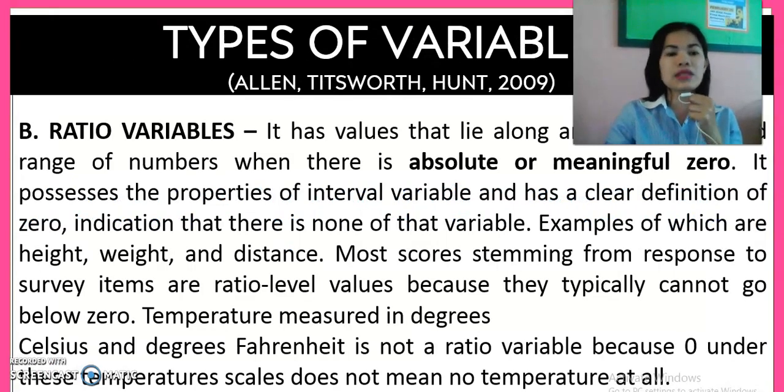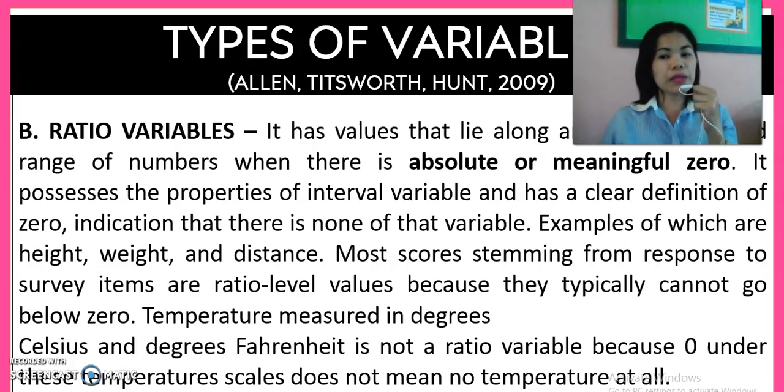Okay, next is ratio variable. This is another type of continuous variable, and it has values that lie along an evenly dispersed range of numbers where there is an absolute or meaningful zero. It possesses the properties of an interval variable and has a clear definition of zero, an indication that there is none of that variable, examples of which are height, weight, and distance. Most scores stemming from responses to survey items are ratio level values because they typically cannot go below zero. Degrees Celsius and degrees Fahrenheit are not ratio variables because zero under these temperature scales does not mean no temperature at all.